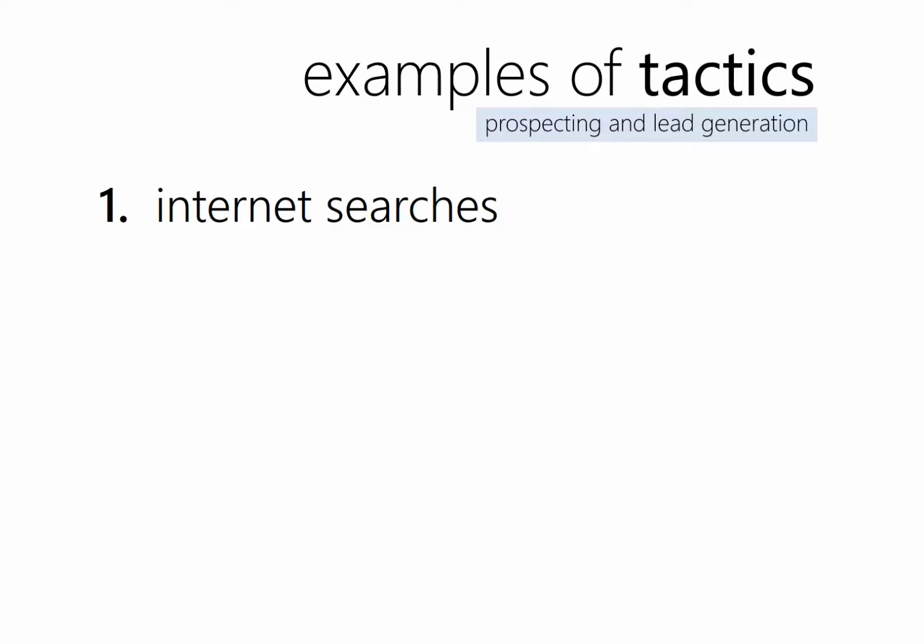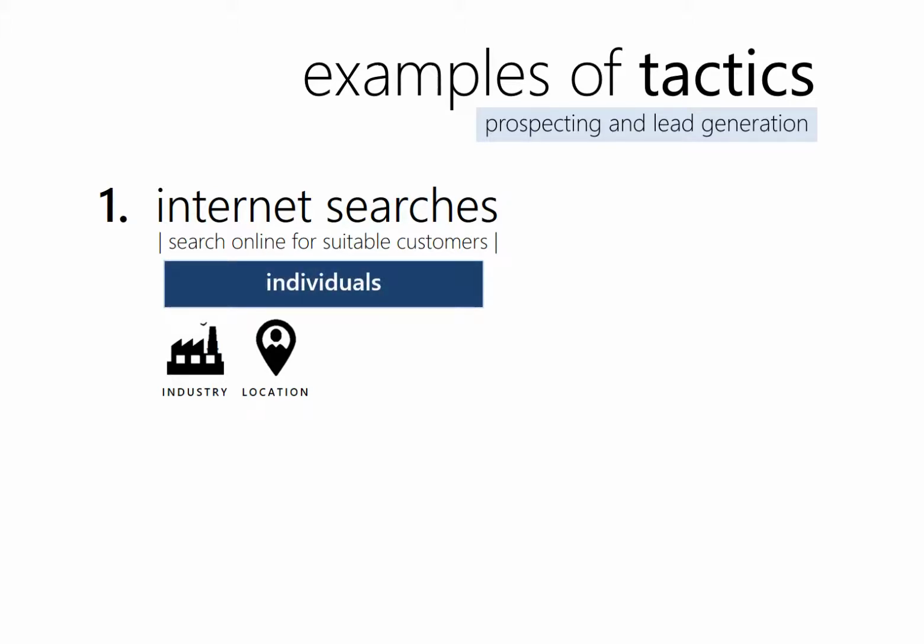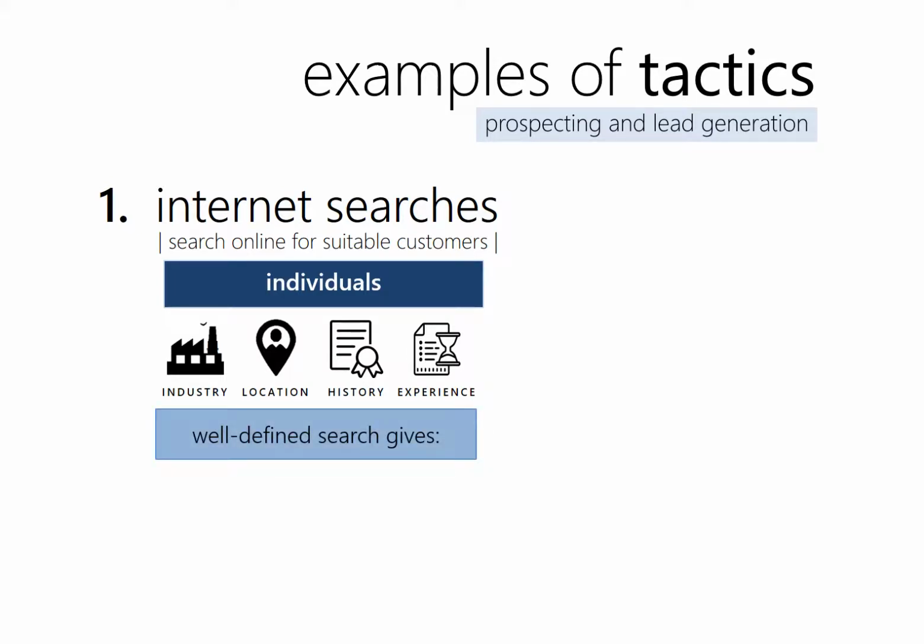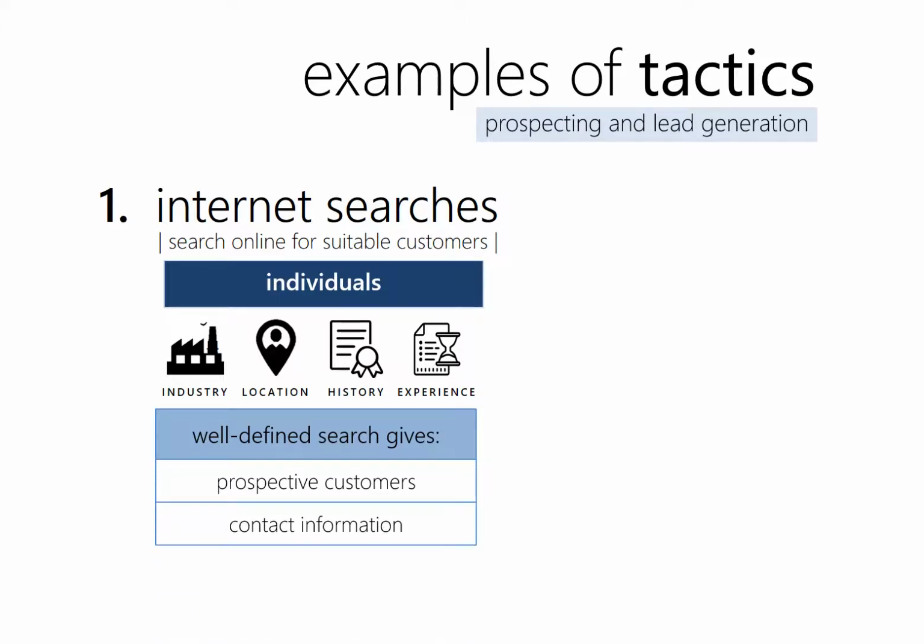Here are a few examples of tactics that have been effective in prospecting and generating leads for businesses and their products and services. The first is internet searches. Basically, searching online for customers that fit the profile you're looking for. Same industry, same geography or location, or for individuals, similar work history or experience or background. With a well-defined search, you can generate a solid list of prospective customers and even get contact information that you can use.